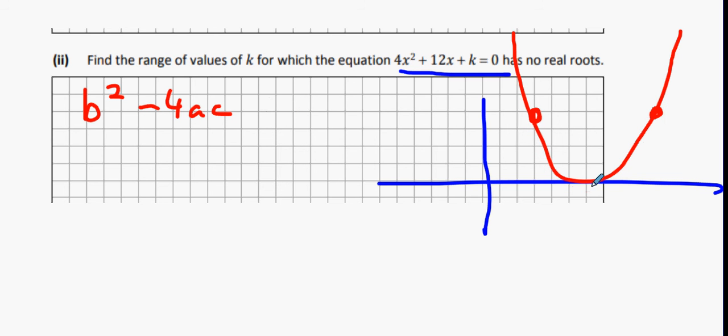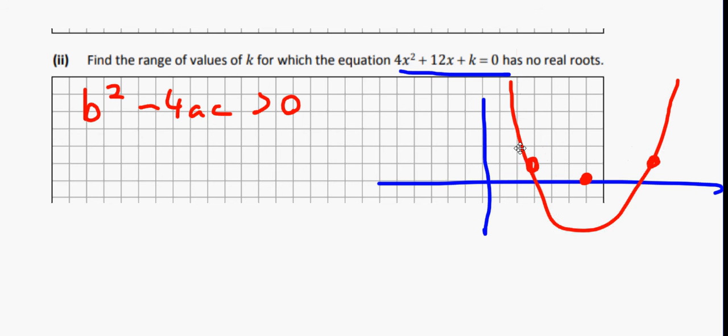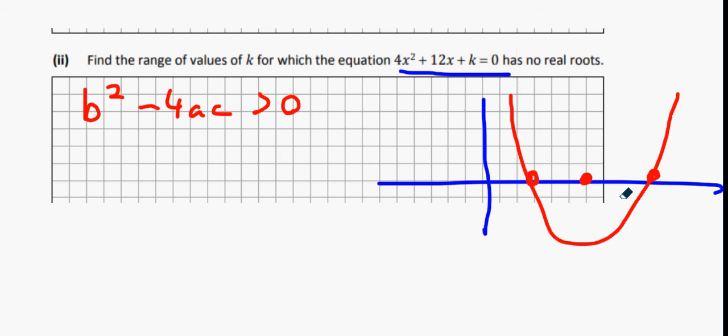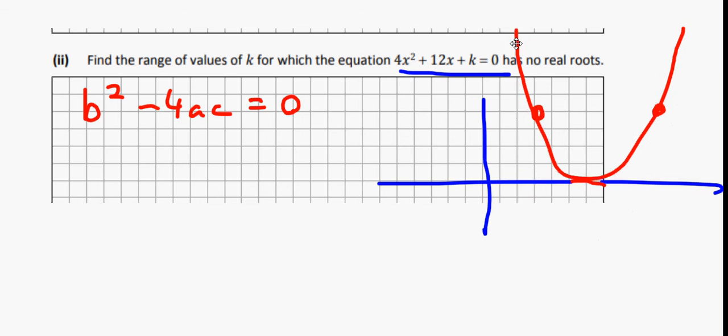Oof, totally got that wrong there. b squared minus 4ac: if it's bigger than 0, it has two distinct real roots, and it hits the axis twice. If it equals 0, it means that it has one root, and it touches the axis once. And if it's less than 0, this means that it has no real roots and it doesn't touch the axis at all.